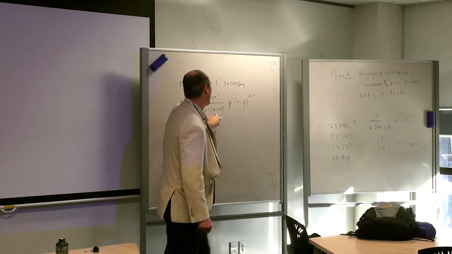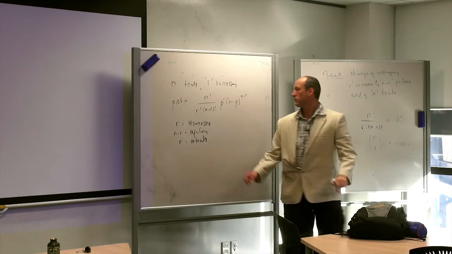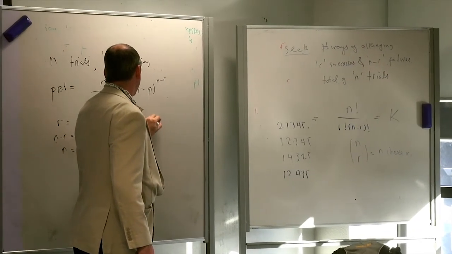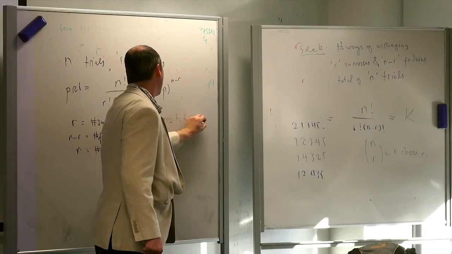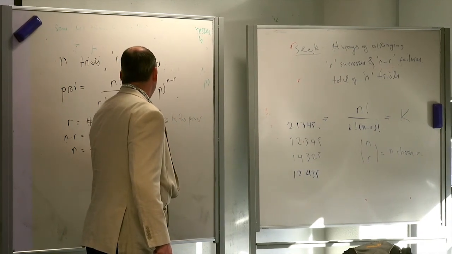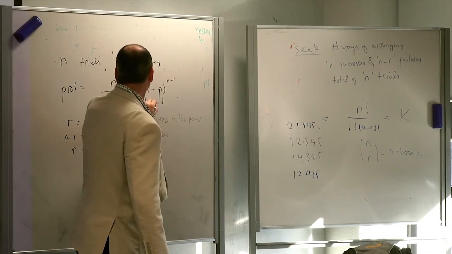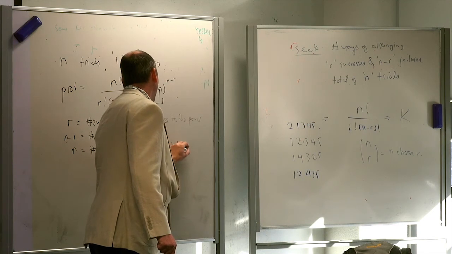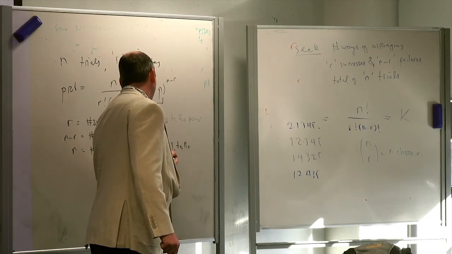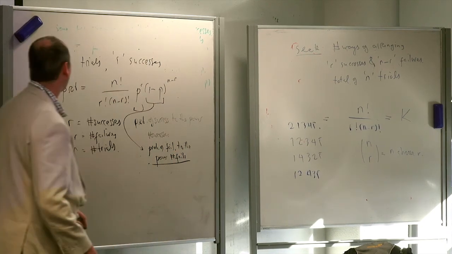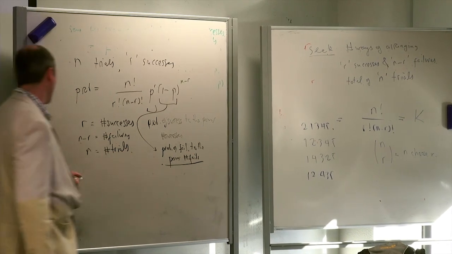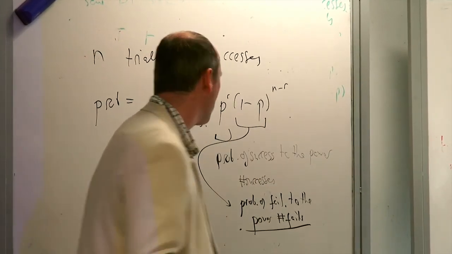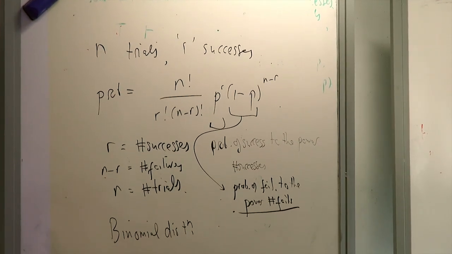So n factorial over r factorial n minus r factorial is just this term from the combinatorics. This p is the probability of success to the power number of successes. And this term here is the probability of failure to the power number of fails. Okay? And this is known as the binomial distribution. And now we'll use R to verify some of this. Let's see if this works.